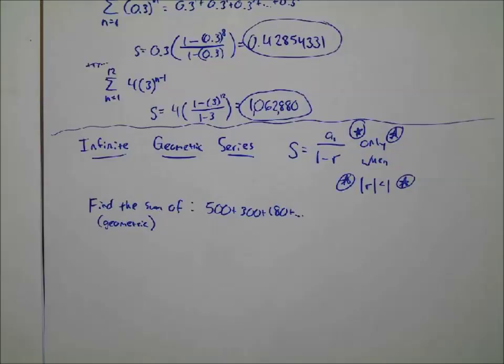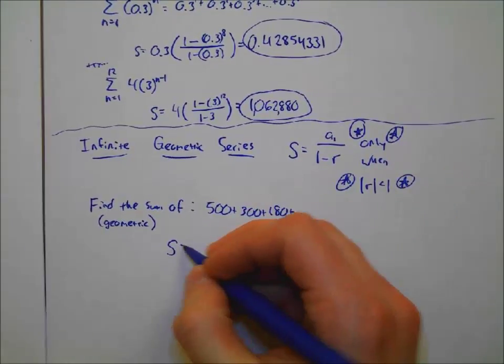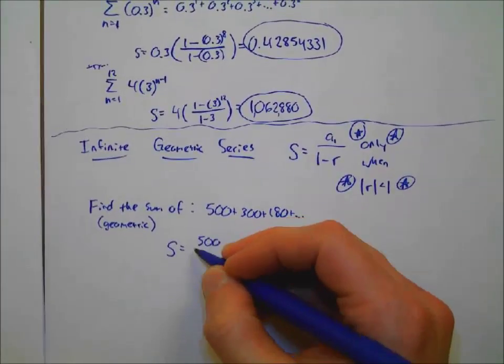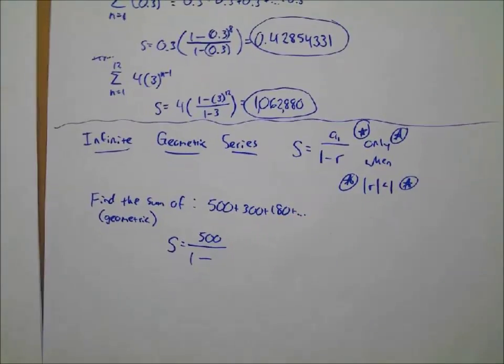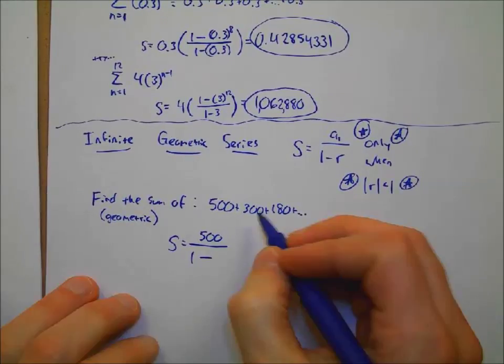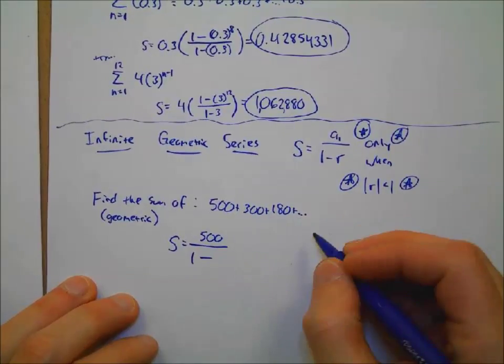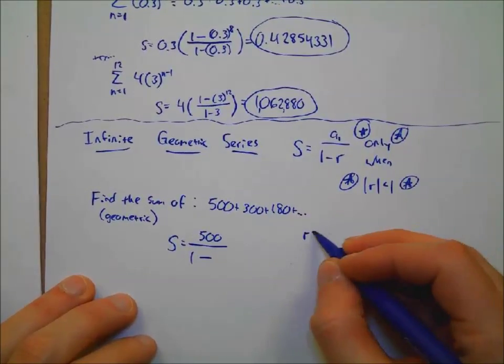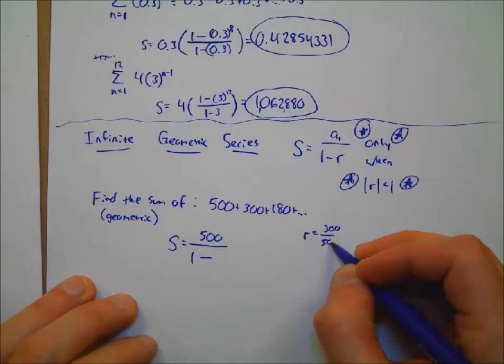The common ratio, right? We already have a sub 1, so we can already say that the sum is going to be 500, that's our first term, over 1 minus. We've got to find that common ratio. How do we find the common ratio again? What can we divide? 300 and the 500, 180 and the 300, whatever you want. So I'll go ahead and just do the 300 over the 500. That's easy. 3/5.